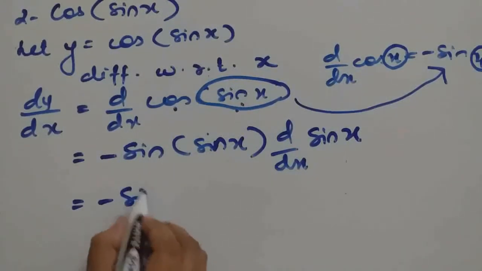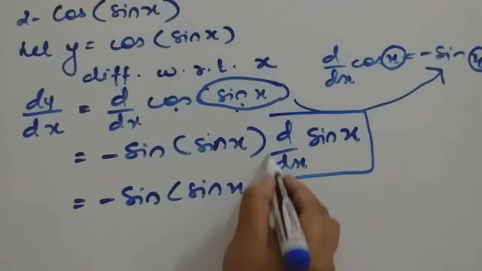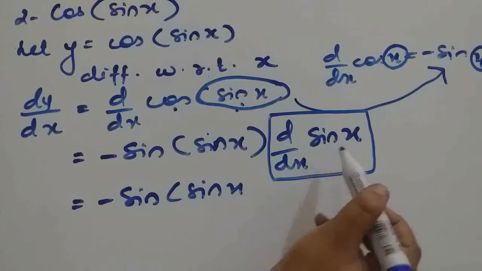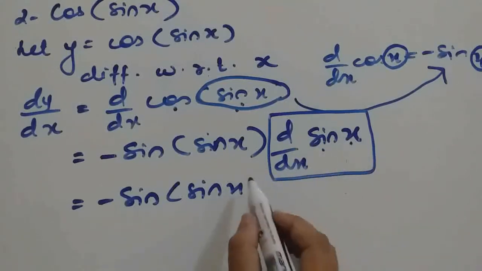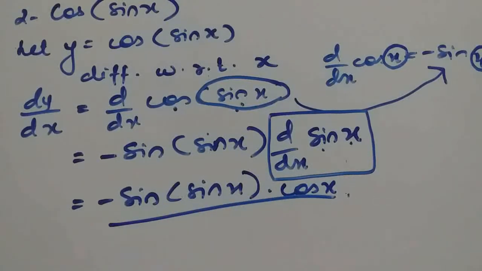So the answer will be, now while taking the derivative of the composite, again you should check whether it is a composite or a standard function. So this is a standard function because the angle is x. So directly we can write the derivative of this is cos x. So this is your final answer.